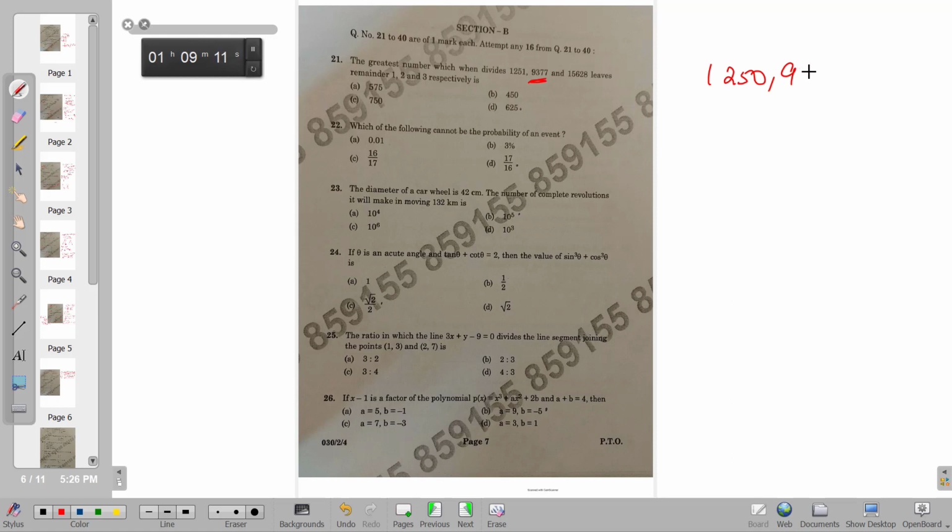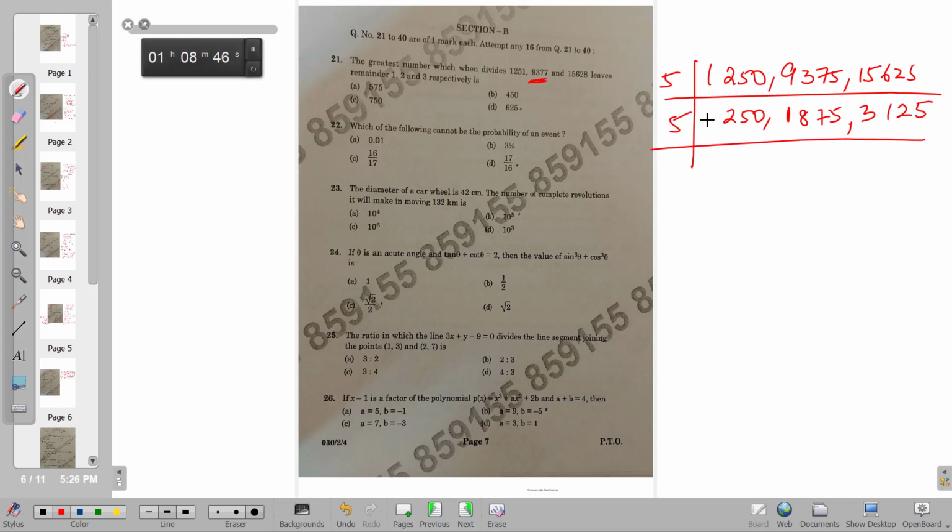1250, 9375, 15625. All right, let's take 5. 5 times. This is 5 times 250. This was 1, 4, 8, 3, 7, 5. Then we had 3. Okay. And this was 1, 2, 5.